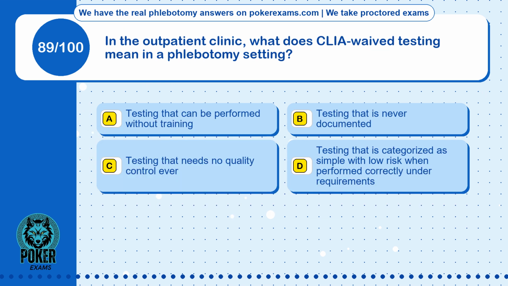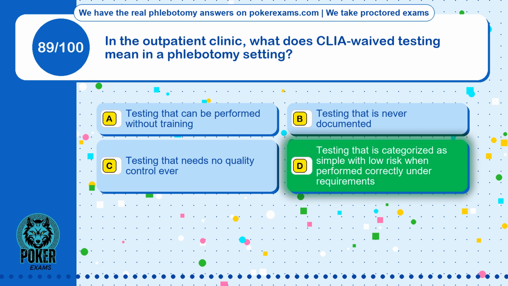Question 89. In the outpatient clinic, what does CLIA waived testing mean in a phlebotomy setting? Option A, testing that can be performed without training. Option B, testing that is never documented. Option C, testing that needs no quality control ever. Option D, testing that is categorized as simple with low risk when performed correctly under requirements.